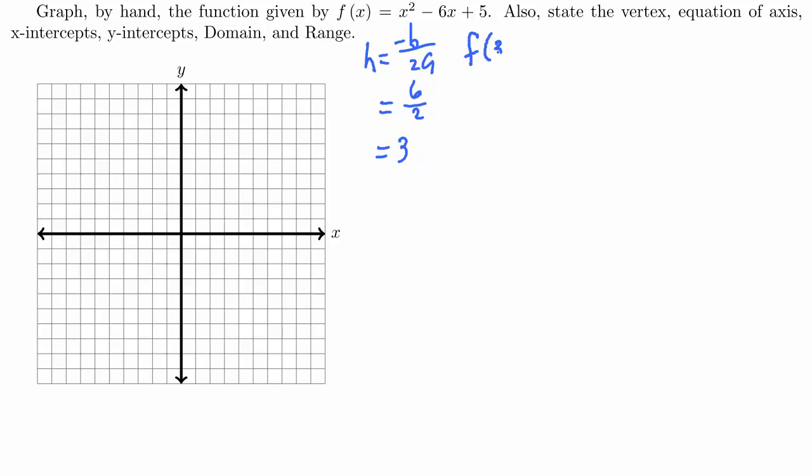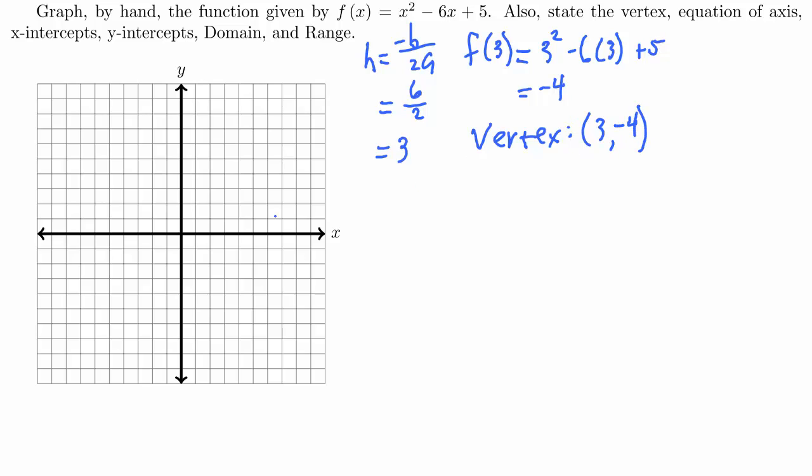Then I need to know what f of 3 is. So that gives me 3 squared minus 6 times 3 plus 5. 3 squared is 9, minus 18 is negative 9, plus 5 is negative 4. And that tells me that the vertex here is (3, negative 4). I'm going to go ahead and plot that. Right 3, down 4.